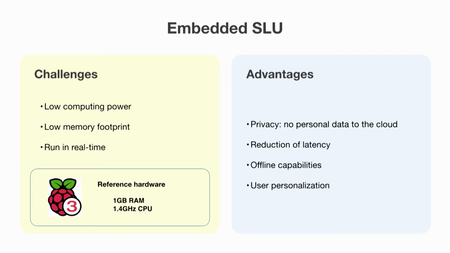And another important thing is that you can do user personalization. In the cloud setting, essentially user personalization is not possible because you would have to run as many models as you have users on the cloud, which is costly, impossible. While if you do it in an embedded way, you can personalize the models for the user on his device.